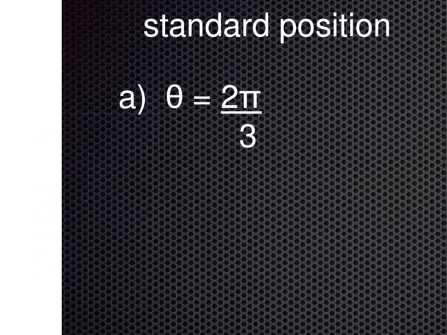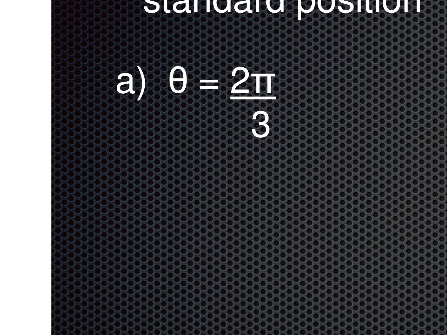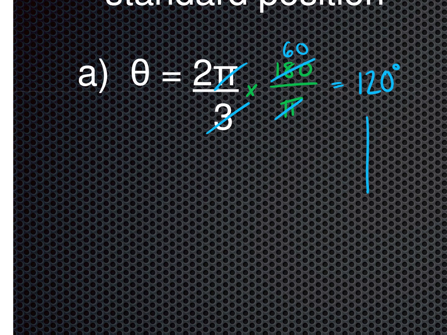It's a little bit harder to tell what quadrant we're in when we are given radians. So we can convert this, find our reference angle, and then convert it back. So what would I do to convert this to degrees? Awesome. Multiply by 180 over pi. So then the pi's will cancel. 3 goes into 180 60 times. So we have 2 times 60, which would be 120 degrees. What quadrant is 120 degrees in?